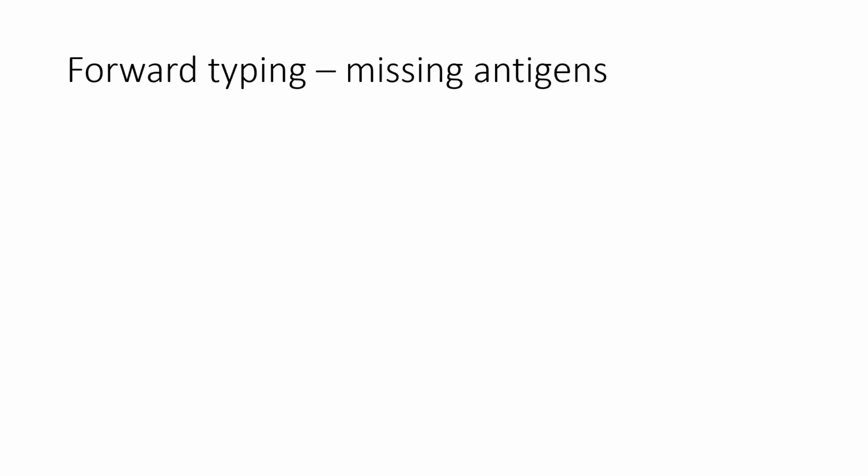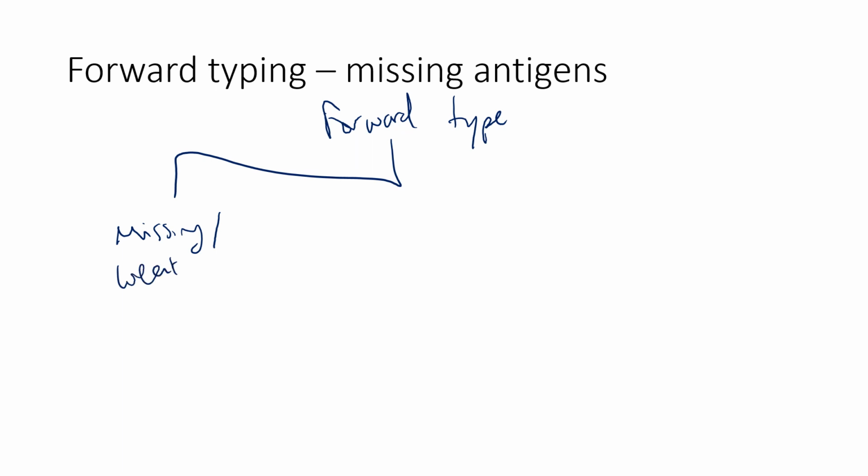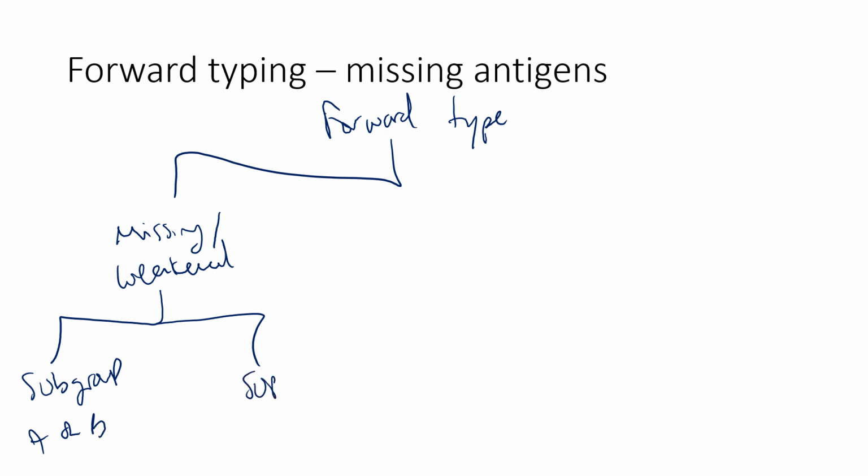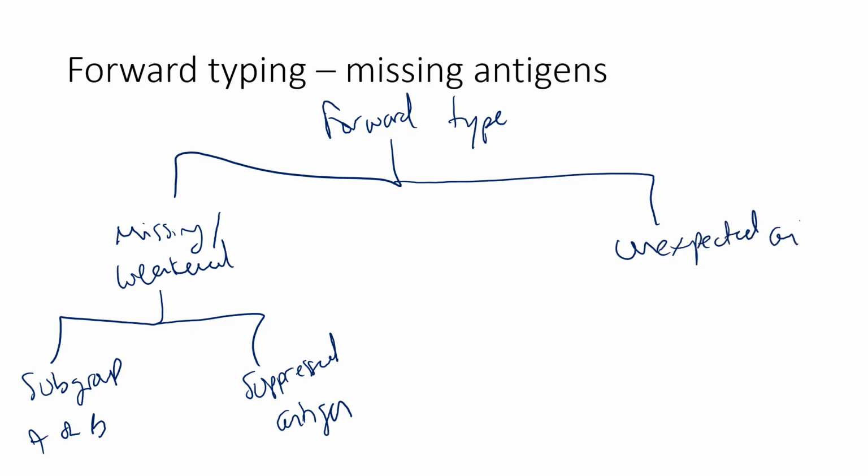So for our forward typing, let's go through my thought process of how I approach it. So we have a forward type, and I'm sorry about my awful handwriting. We can have a missing or a weakened antigen, correct? And so from there, what I usually think about is a subgroup of A or B, or you can have suppressed antigen. The other side of a forward typing is you can have unexpected reactivity. And so you have an extra antigen you weren't expecting.